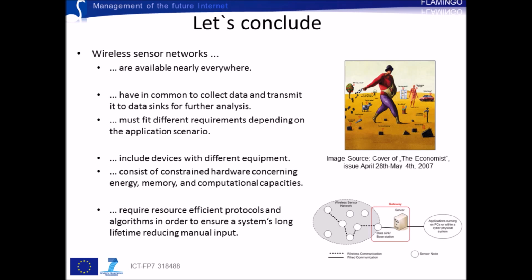Wireless sensor networks include devices with different equipment. They consist of constrained hardware concerning energy, memory, and computational capacity. Wireless sensor networks require resource-efficient protocols and algorithms in order to ensure a system's long lifetime, reducing manual input. Therefore, you have basic idea now what to look on to make a successful deployment.